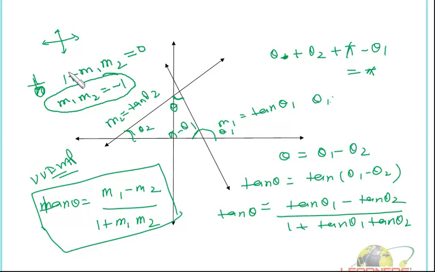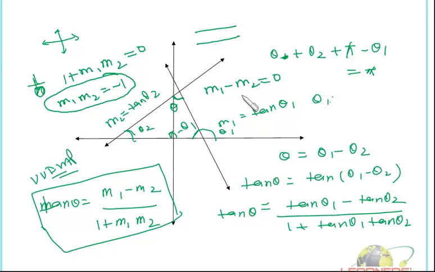The second condition, if the two lines are parallel, then the slope is always the same. If the lines are parallel, the slope is the same. That means m1 minus m2 should be 0. That means there is no angle between these two lines, right? That means theta is 0. So tan 0 is 0, which means m1 minus m2 is 0, that means m1 is equal to m2. So this is the essential condition for perpendicularity, and this is the essential condition for parallelism.